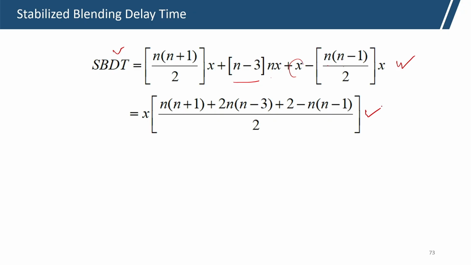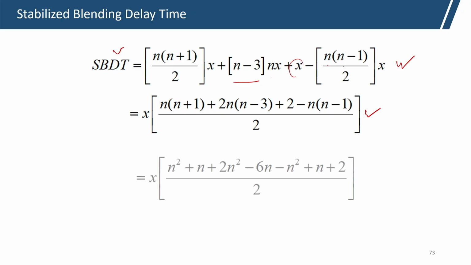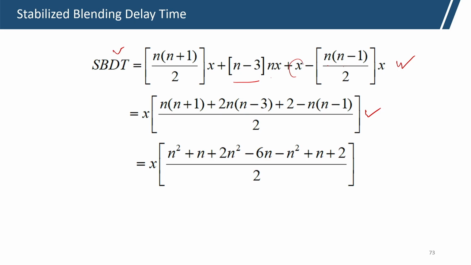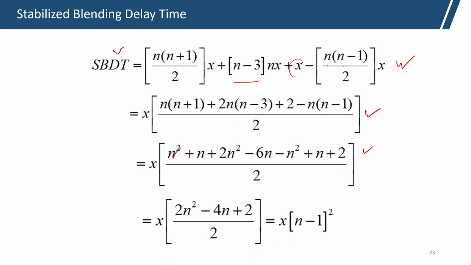So, by rearranging this we get this generalized formula, and in this form we get it. And this gets cancelled out. Many things will get cancelled out, ultimately we are getting this form, and this is the final generalized formula: x multiplied by n minus 1 square, and this is the standardized blending delay time. So, we can get the maximum blending delay time by using this formula.